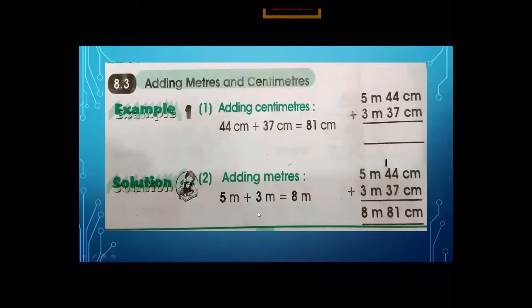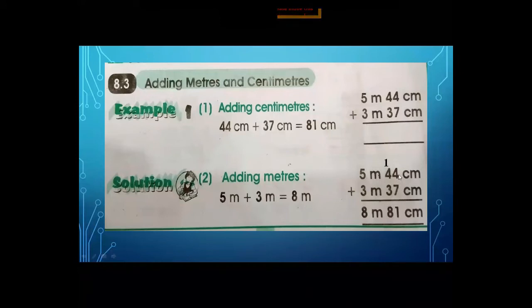Here you see, 5 meter. First of all, adding centimeters, then adding meters. Starting from here, first of all, you add centimeters, then meters. 5 meter 44 centimeter, 3 meter 37 centimeter. Meter is a bigger unit. That's why when we start writing a question, first of all, we write meter, then centimeter, because centimeter is a smaller unit. So, start from here.